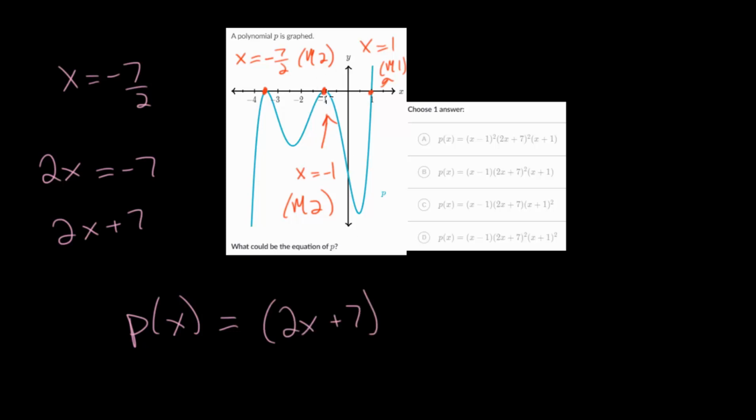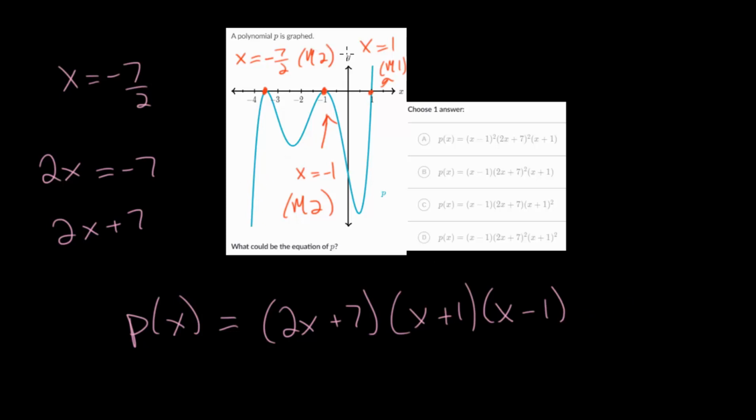For this 0 here, that's just going to be x plus 1. And for this 0 here, it's going to be x minus 1. And I encourage you, double check it once you feel confident with your answer here. Double check it by plugging in each of these zeros and making sure that the function does equal 0 when you plug those in using that zero product property.